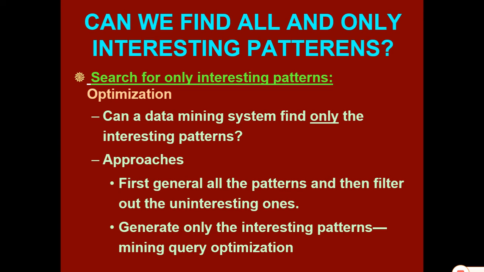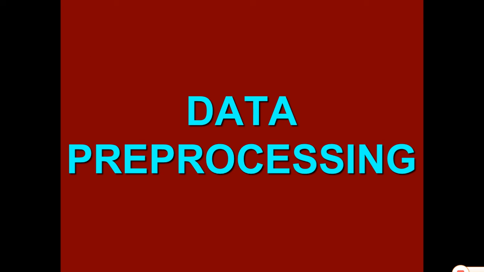So what are the approaches? The first is to generate all the patterns and then filter out the interesting ones. The second is to generate only the interesting patterns, where mining query optimization is necessary. Means when you are doing some data discovery or data research, you are supposed to find the recent data. So you find the last 2 years from this year. You are not going to find the entire data, that is the optimization, and you use the optimization to find the interesting patterns.